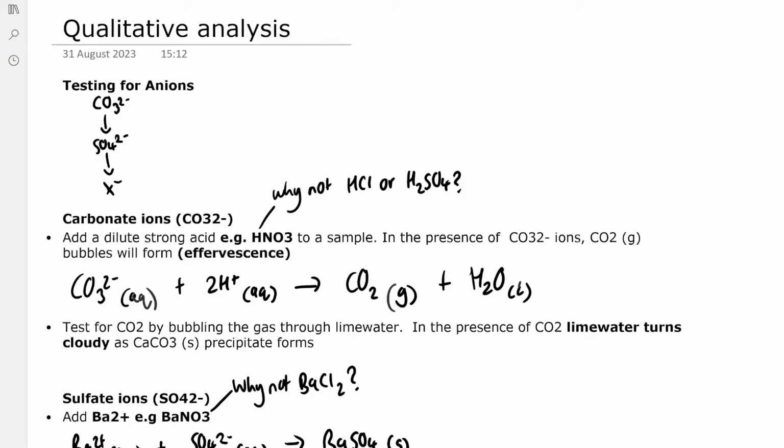To test for carbonate ions, we add a dilute strong acid such as nitric acid to a sample. Consider why we wouldn't add hydrochloric acid or sulfuric acid. In the presence of carbonate ions, carbon dioxide gas bubbles will form, or this is also known as effervescence. And you can see in this equation how CO2 forms. So we add that acid and that provides the H+ ions, and they react with the carbonate ions to form CO2 and H2O. And then we can complete the test by bubbling the CO2 gas through lime water. And in the presence of CO2, the lime water turns cloudy because calcium carbonate precipitate forms.